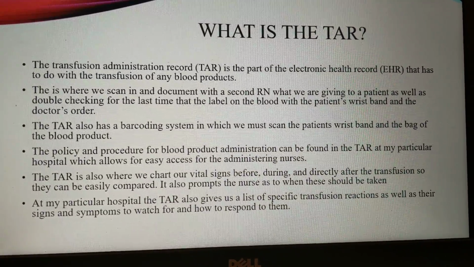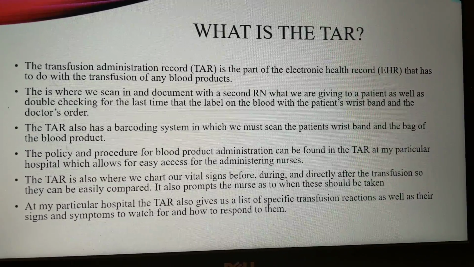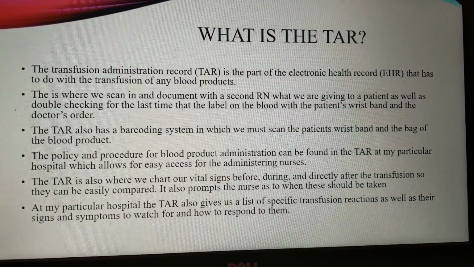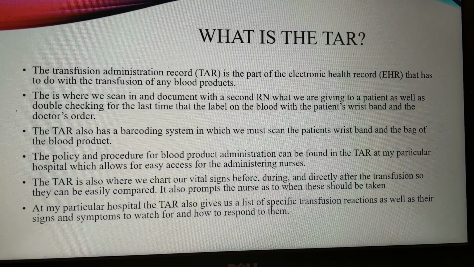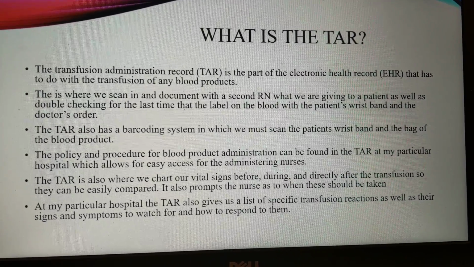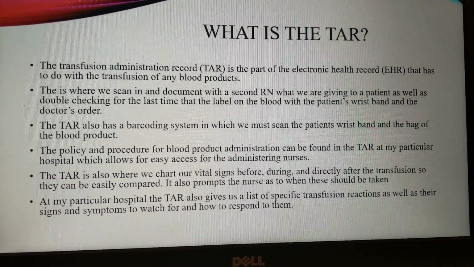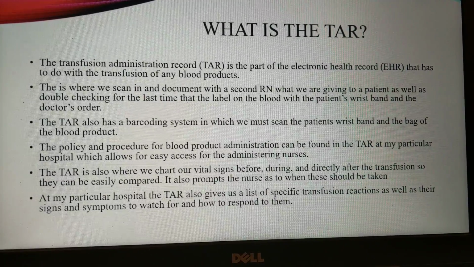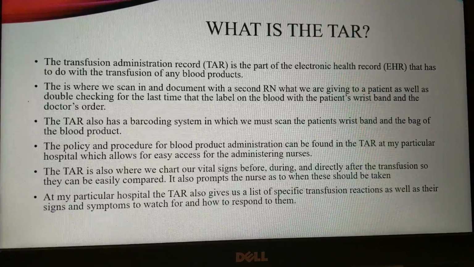So what is the TAR? The Transfusion Administration Record is part of the electronic health record and has to do with the transfusion of any blood products. This is where we would scan and document with a second RN that we are giving the blood to the patient, as well as double checking for the last time the label on the blood with the wristband and the doctor's order. The TAR also has a barcoding system in which we must scan the patient's wristband and then the bag of blood product.